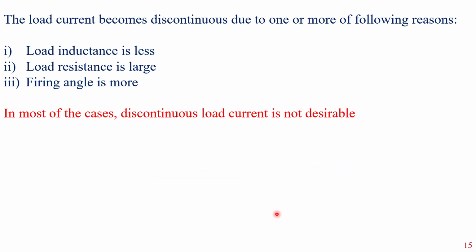The load current becomes discontinuous due to one or more of the following reasons. The first one is the load inductance may be less. The second one, the load resistance may be large. And the third one, the firing angle might be more. In most cases, discontinuous load current is not desirable.